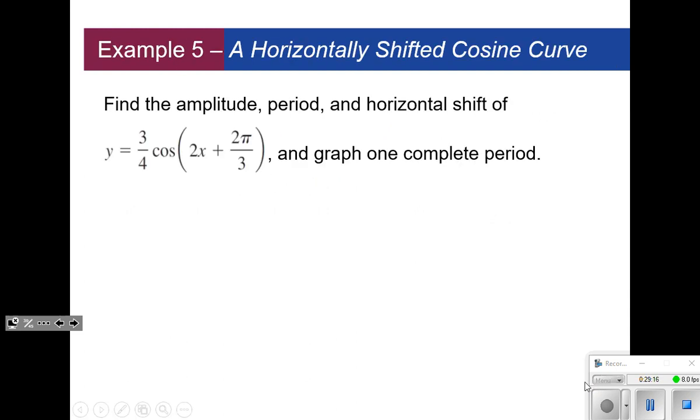Let's move on to this one. Now this one's a little tricky, as they're going to show you, because first you need to factor out the k.